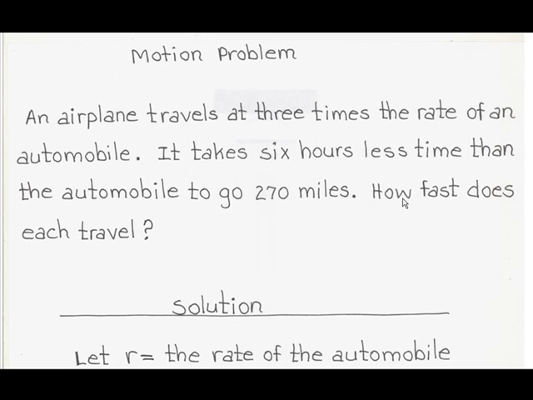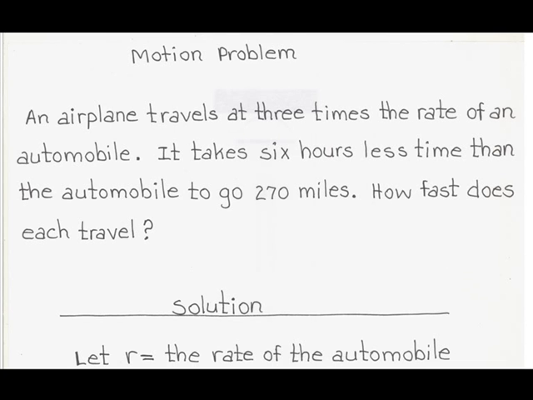Let's take a look at the first problem. This is the motion problem. An airplane travels at 3 times the rate of an automobile. It takes 6 hours less time than the automobile to go 270 miles. How fast does each travel? I will give you time to pause and copy the problem. If you would like to do so, you can also pause the video.